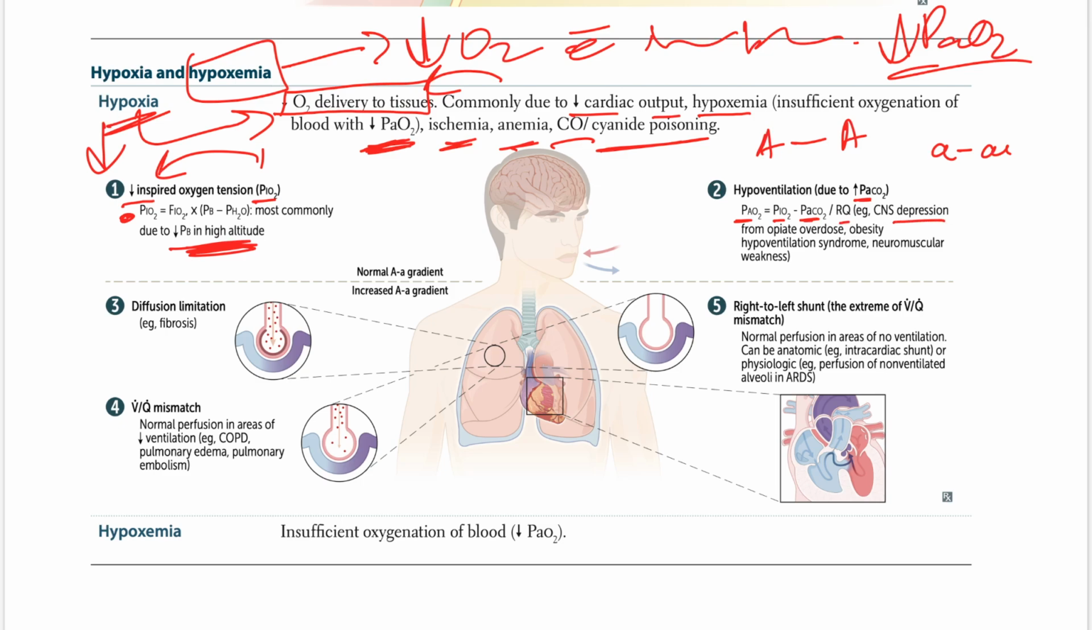Example, CNS depression from opioid overdose, obesity hypoventilation syndrome, neuromuscular weakness. So all they're saying is these three causes, CNS depression, OHS (obesity hypoventilation syndrome), and neuromuscular weakness, would all cause hypoventilation. So when you hypoventilate, you're going to increase the level of CO2. That's all they're saying. The third one is about your diffusion limitation.